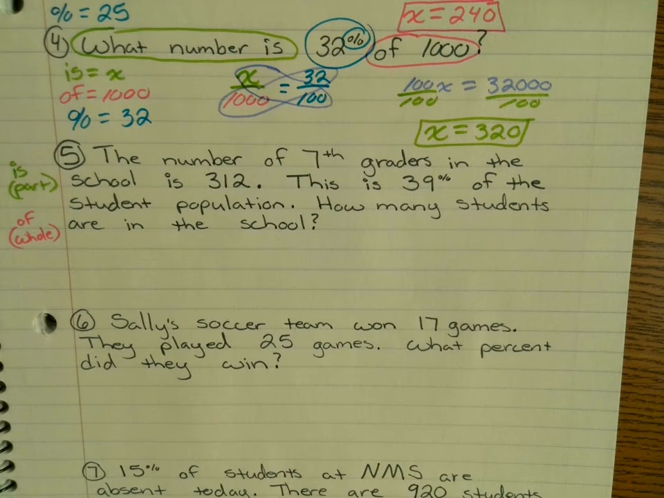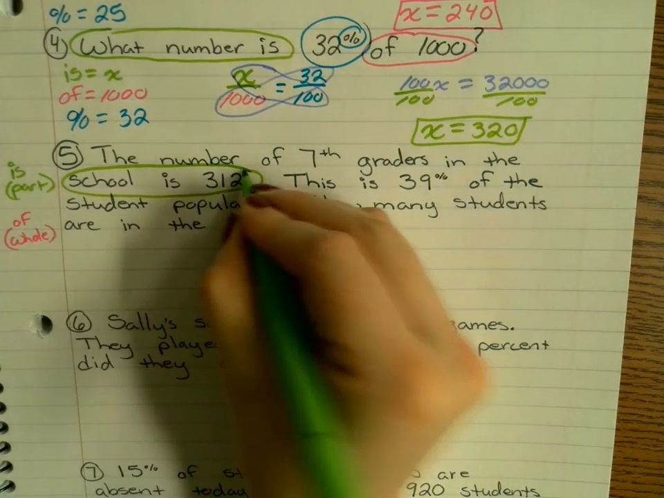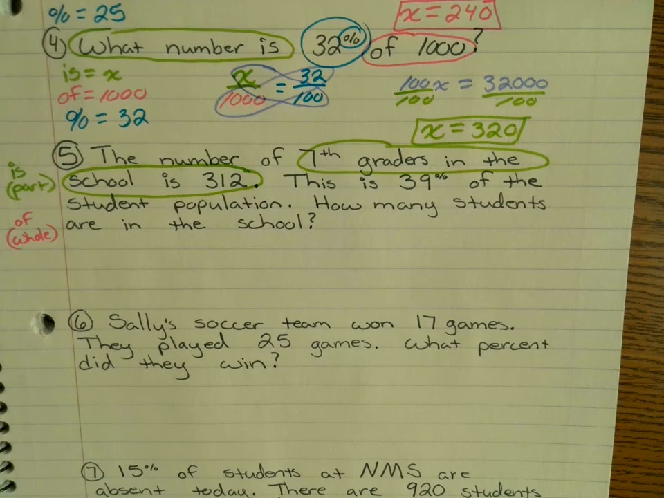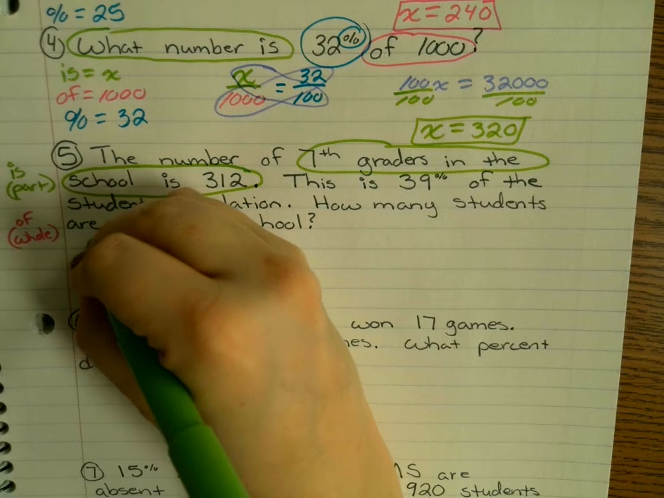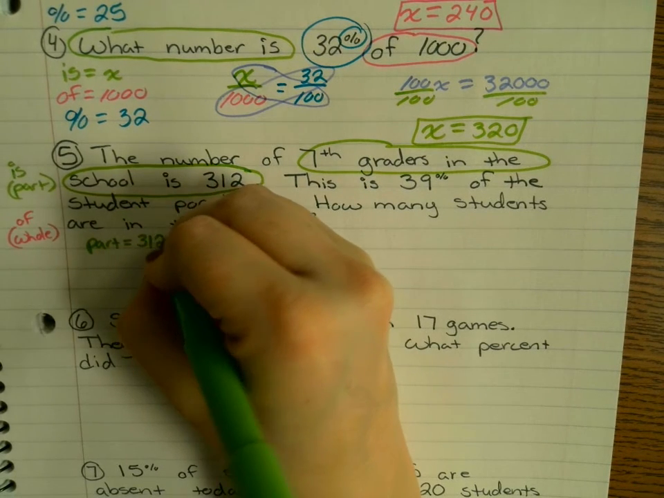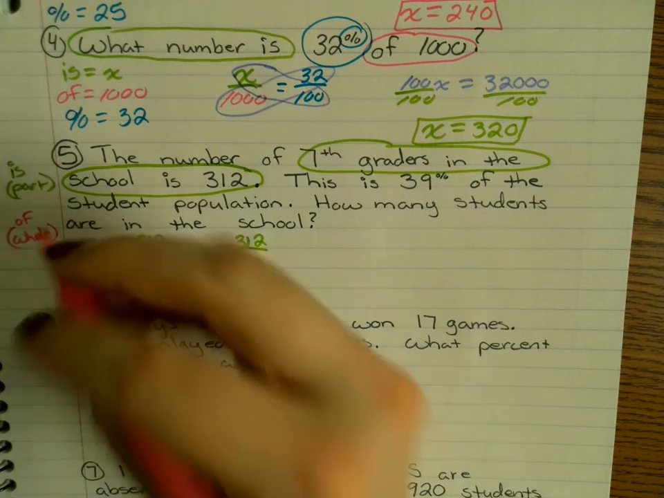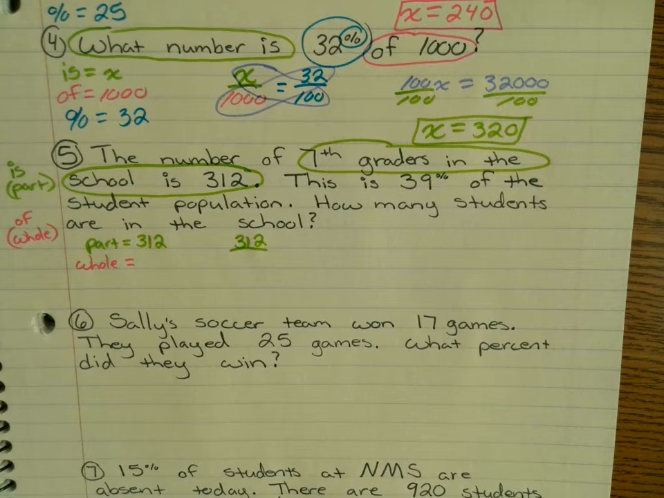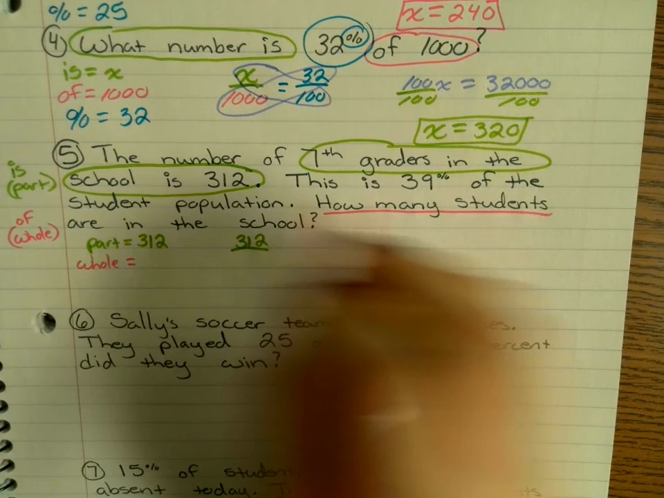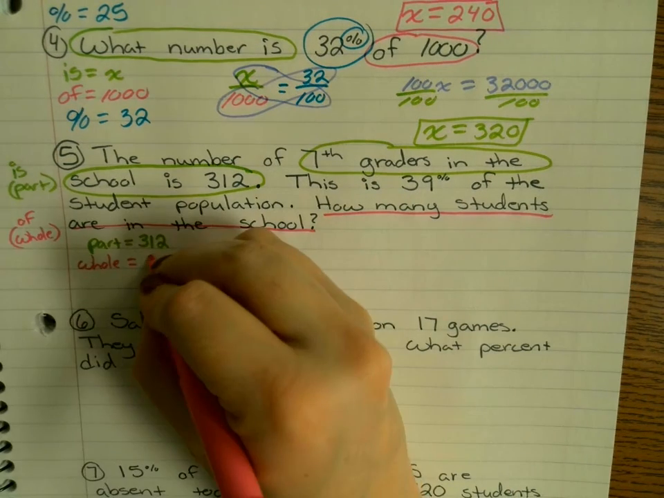So I'm going to go ahead and identify this number because it's just the 7th graders in green. 7th graders in the school is 312. So my part is 312. So I'm going to put that on top. My whole. The whole would be how many students are in the school. Do I know how many students are in the school? No, that's the question, right? How many students are in the school? We don't know. That's the whole. That's what's missing. So we're going to put that as the x.